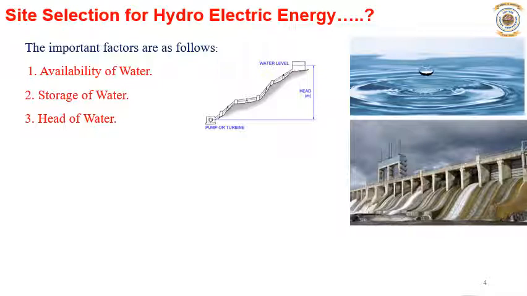An increase in effective head for a given output reduces the quantity of water required to be supplied to the turbines. In order to decide the capacity of power production as well as the type of turbine, this head of water is very much essential. So that is the third factor which will decide the site for hydroelectric energy.